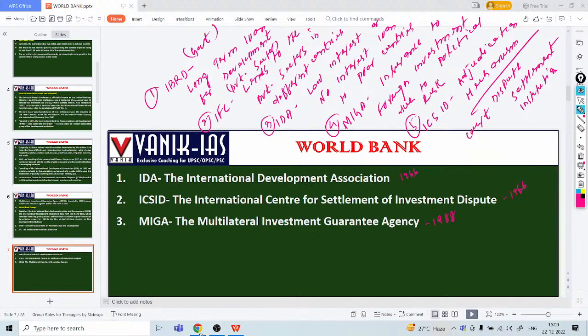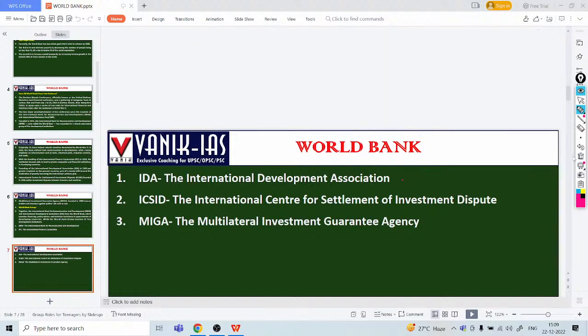Clear? Here the major functions are played by two. Which are the two? One is IBRD, one is IDA. These two play a major role in global developing countries' development. Fine. Because the other three, one is insurance provider, one is dispute settlement institution, and the other is a private sector lender.